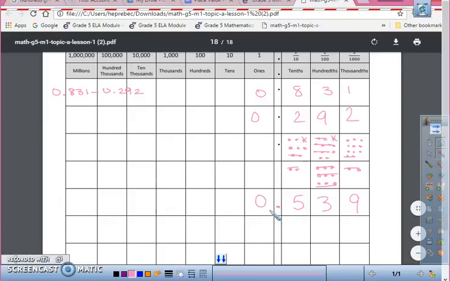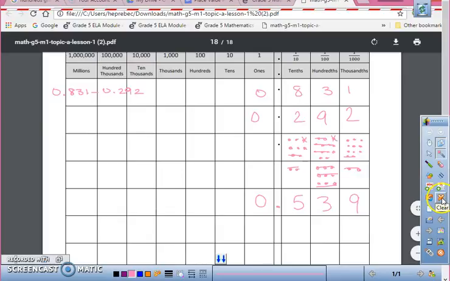Now, the reason that we do this, and some of you may already know how to do the standard algorithm, and that's fine, but I like to show you we aren't just borrowing one. We are borrowing tenths, we are borrowing hundredths, we are borrowing thousandths. So you need to make sure that you understand that as you go into addition and subtraction. Also, remember that we always have to line up the decimals. That is such an important thing. If we don't, we're going to get very mixed up. So let's do one more example.